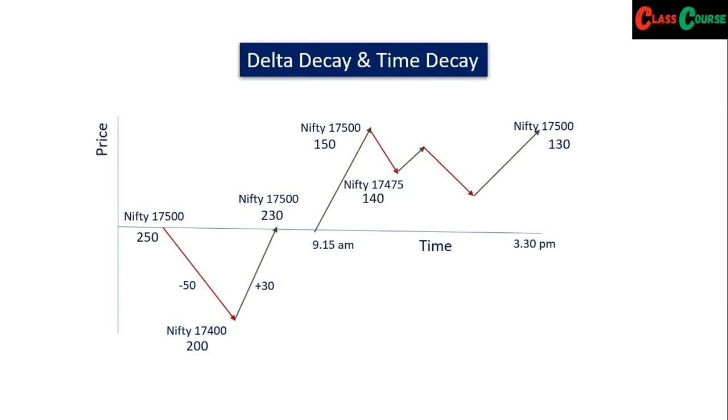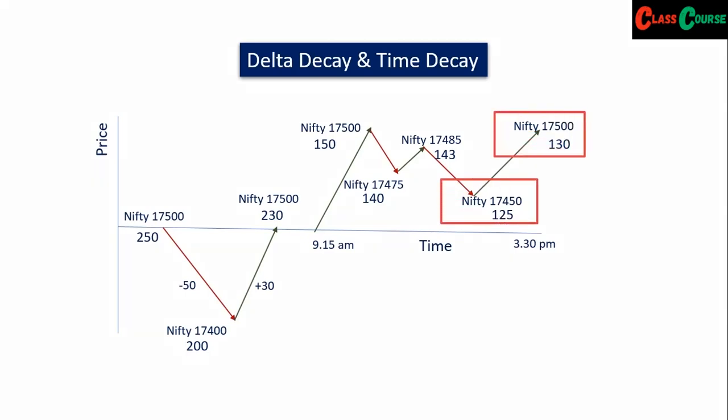The market was at 17,500. Now the market came down by 25 points, and the premium value has decreased by 10 points. When the market went to 17,485, the premium value is now 143. And when the market came once again towards the downside, 17,450, the premium value was 125. But when the market increased by 50 points from here to here, the premium value increased by only 5 points. You will notice this in real time in the market as well. If you have been trading option buying, you can easily notice these concepts.